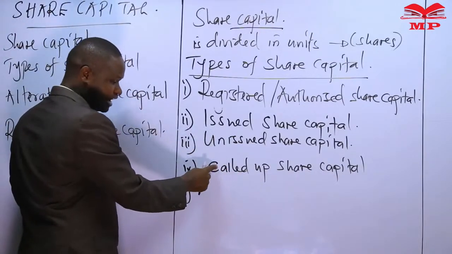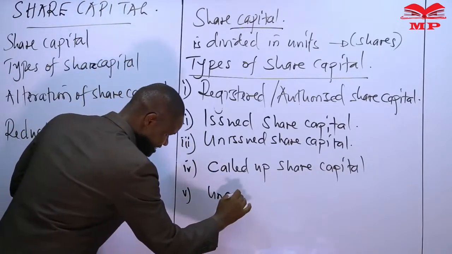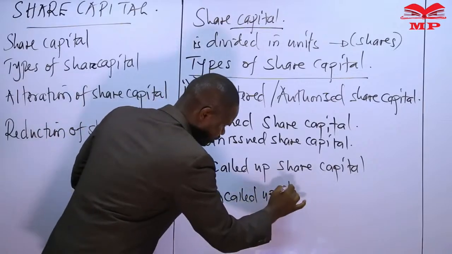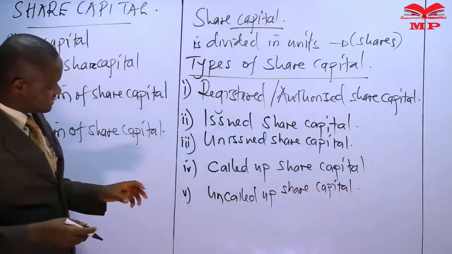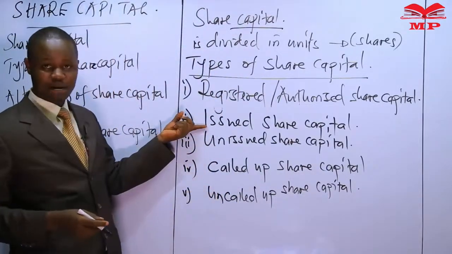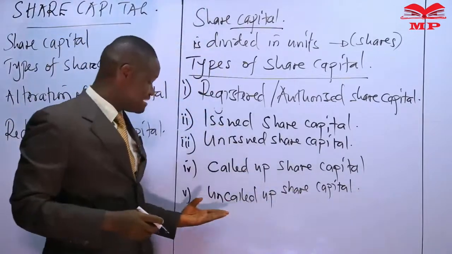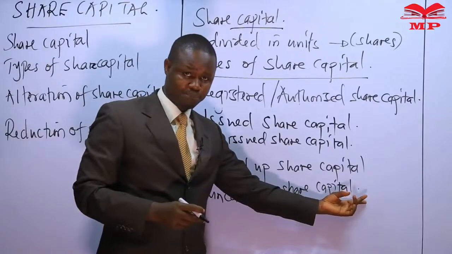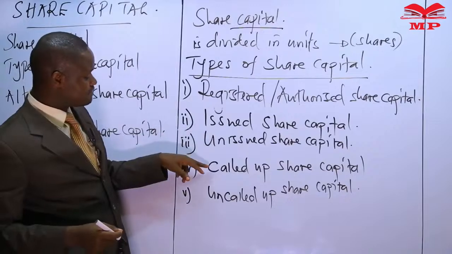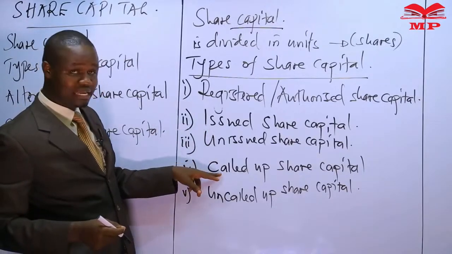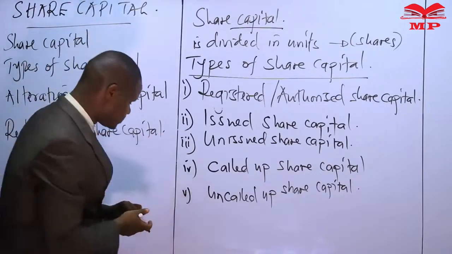Still on the calling of shares, we may also have a portion of the issued share capital that we are describing as uncalled up share capital. This will be that portion of the issued share capital that the company directors have not demanded. The company directors have not requested members to make payment for. So if, in respect of the issued share capital, the whole of the issued share capital has not been demanded to be paid, then the balance will be the uncalled up share capital.